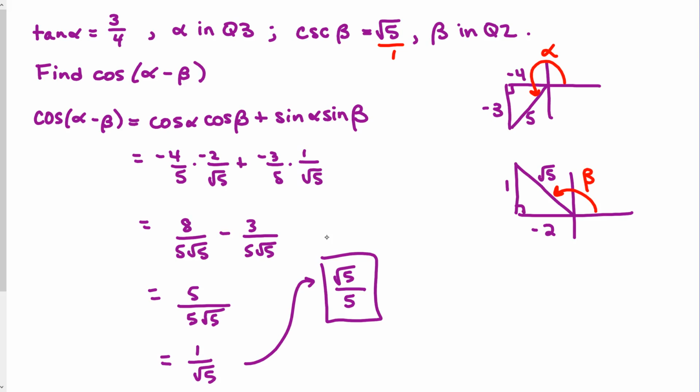Okay, so even though we don't know the measure of alpha and we don't know the measure of beta, we were able to use the clues to find the answer to the question. Now before we go, I'll just tell you, we're not actually going to practice them, but we also have angle sum and difference identities for tangent.